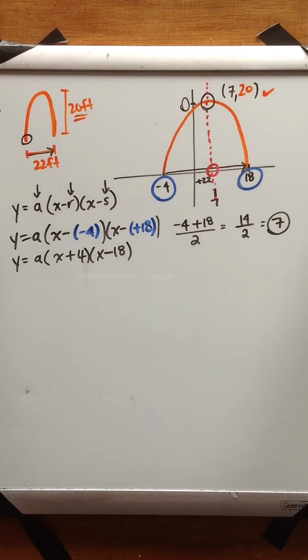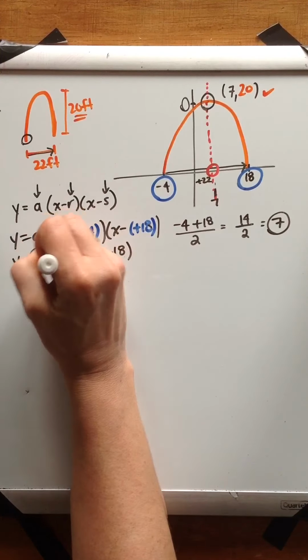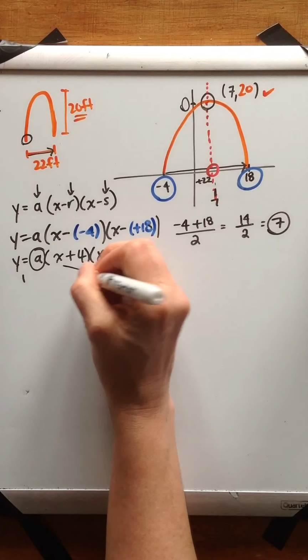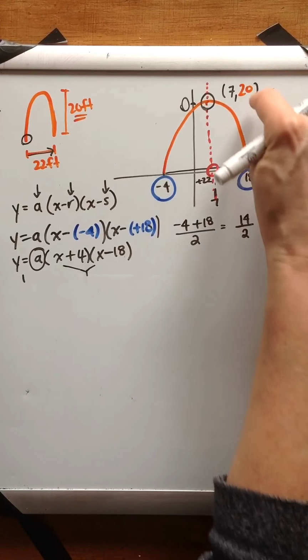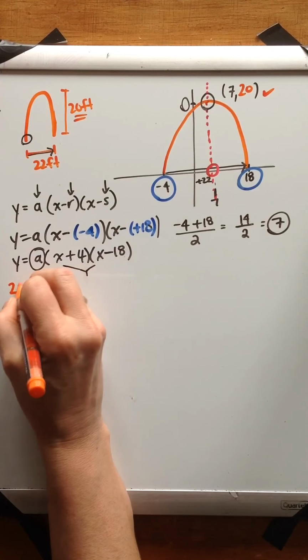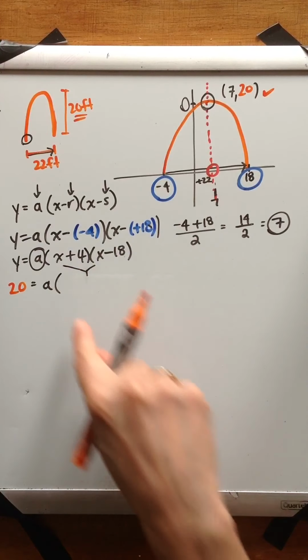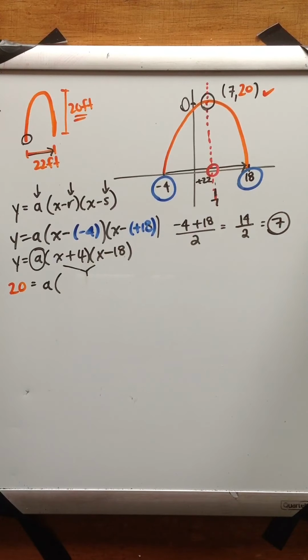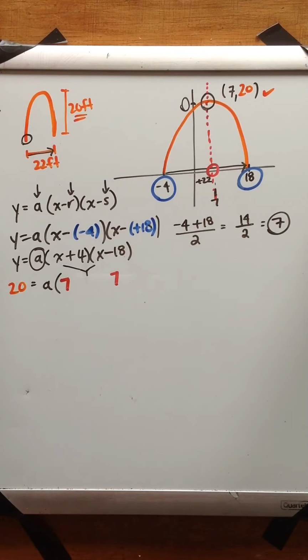We need one more point to sub in to the x and y values so that the only thing left is a and we can solve for it. We do have one more point we could sub in for x and y that lies on this curve. We could sub in the vertex. So let's do that. The y value of the vertex is 20. We don't know A. The x value of the vertex is 7. And I'm going to put it in for both x values, here and here.